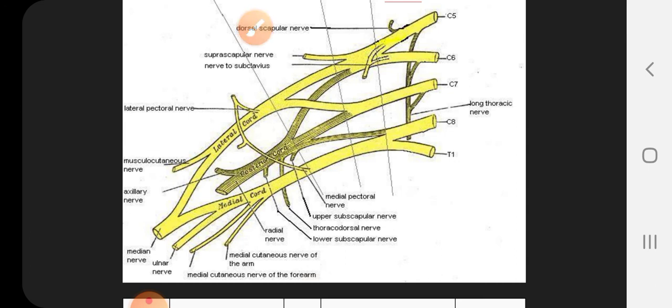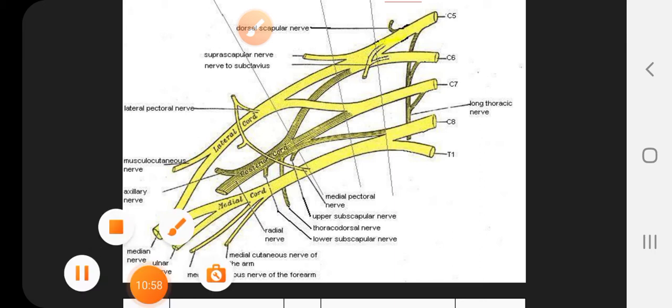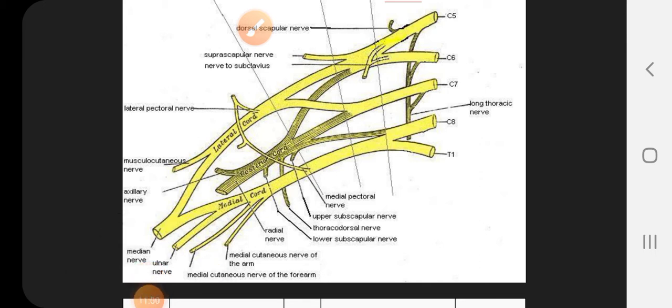Now we'll see what is the blood supply of brachial plexus. Brachial plexus is supplied by vertebral artery, thyrocervical trunk with its branches, suprascapular and transverse cervical arteries. These are the lifeline of this important plexus.